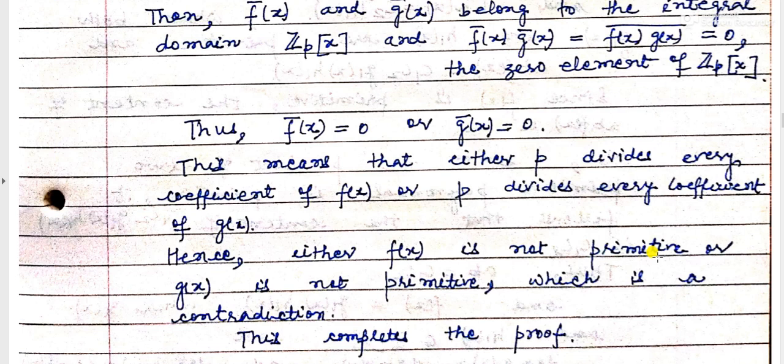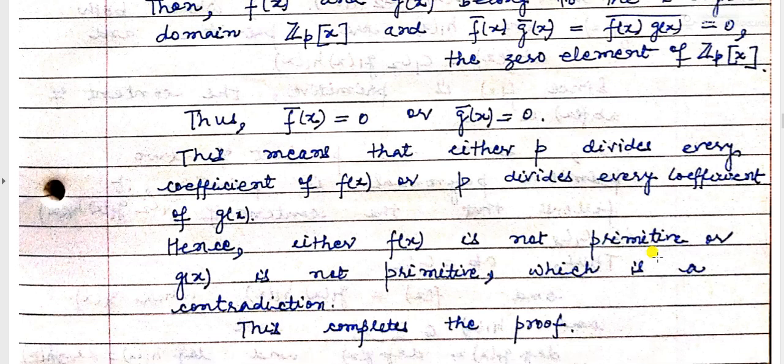So similarly g(x) is not primitive. But this is a contradiction, because we are given f(x) and g(x) both to be primitive polynomials. We had taken both of them to be primitive. So we are getting a contradiction. This means our assumption was wrong, that their product is not primitive. This completes the proof.